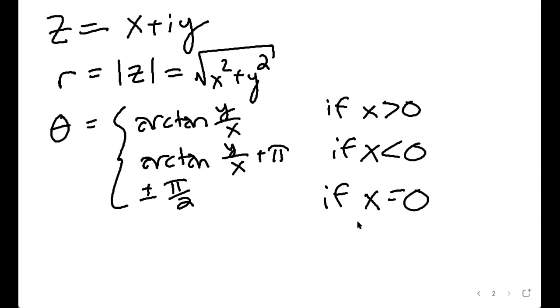And if x is equal to 0, depending on whether you're on the positive or negative y-axis, theta is going to be plus or minus pi over 2. One important thing is that we will always want r to be non-negative here. When we do polar coordinates, occasionally we would allow r to be negative and reflect through the origin. Here we always want the modulus of z, which is going to be our r, never to be negative.